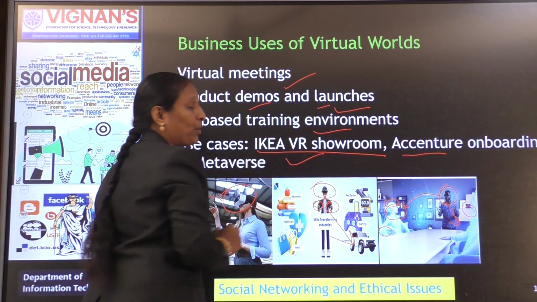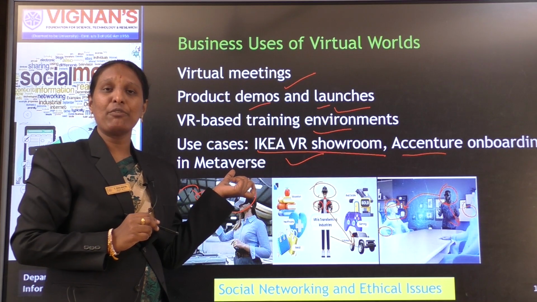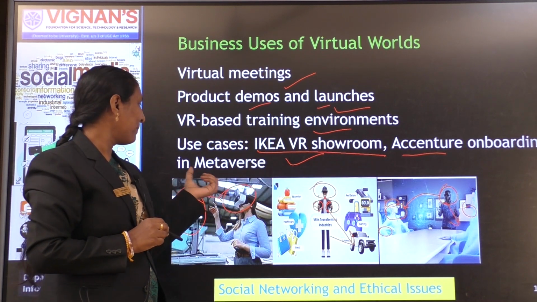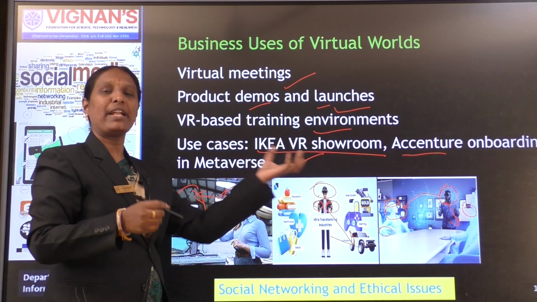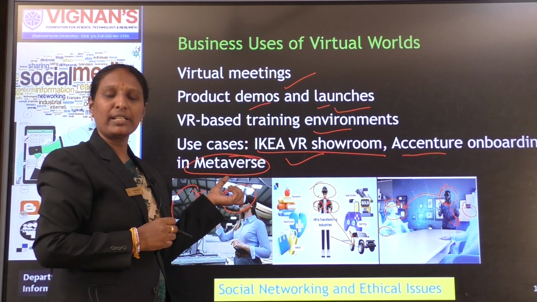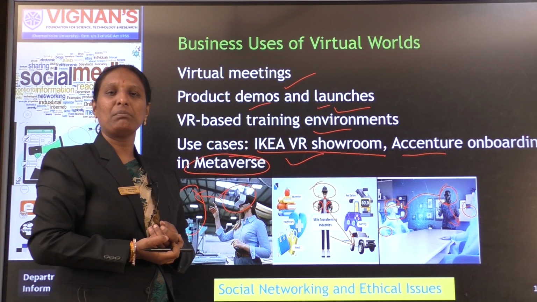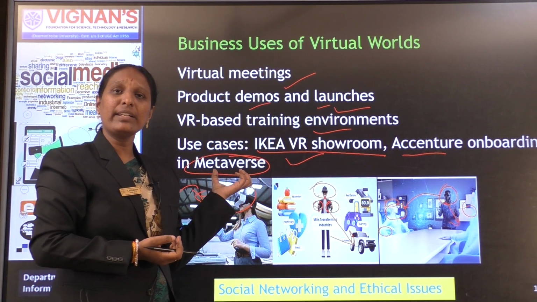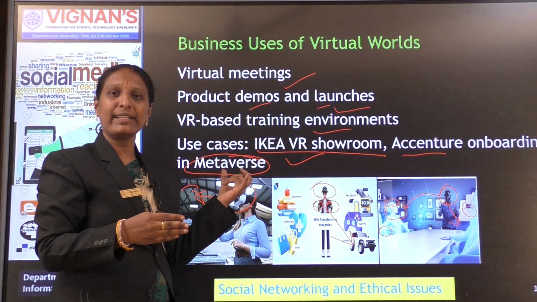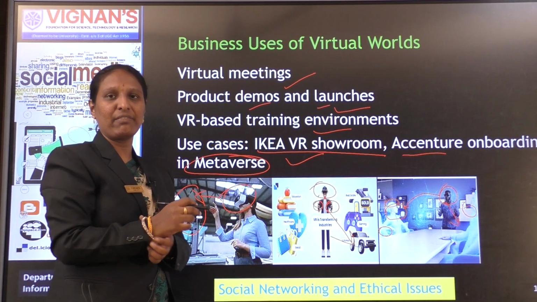Here, IKEA VR showroom. This company wants to show their furniture in a virtual setting. Okay. Next, Accenture onboarding. Accenture company wants, by using the virtual world, by using this metaverse networking, to welcome some new employees and give the training. By using this technology, they can't meet directly. By using this device, they can meet, they can talk and they can interact. They get a real company or real meeting feeling.